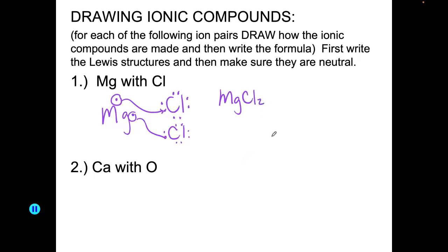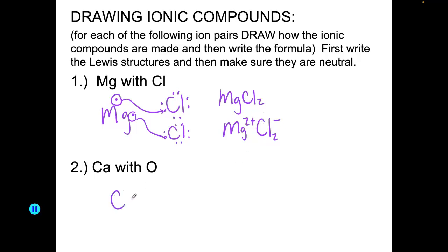We can also write it with the charge. If magnesium is going to give away 2 electrons, it's going to be more positive. It's giving away 2, so this would be Mg2+, because it has 2 more protons than electrons. Our chlorine is getting extra electrons, so it'd be negative, and it's still 2 because there are 2 of them. If we look at our charges, 2 negative, 2 positive, that's neutral.